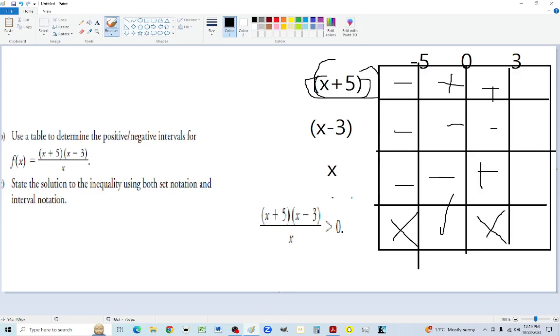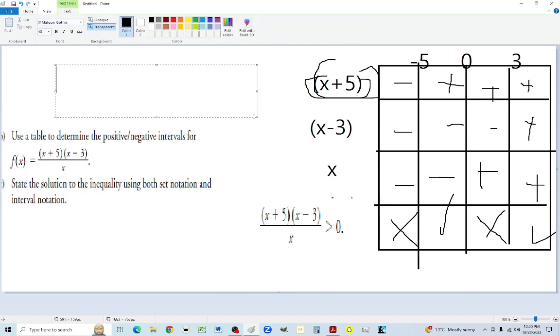And I'm willing to bet to the right of 3, I'm going to get the thing I want. So 4, we get positive, positive, positive. So we get all positive, which is above 0 if I multiply them, which means that's it. This means this is our range: minus 5 smaller than x smaller than 0, but also x bigger than 3.